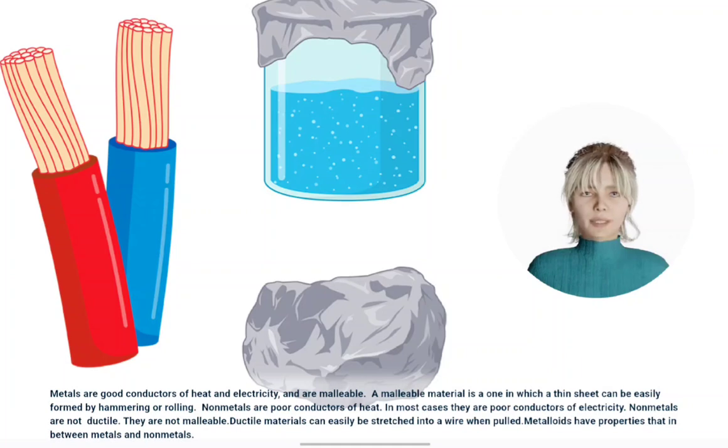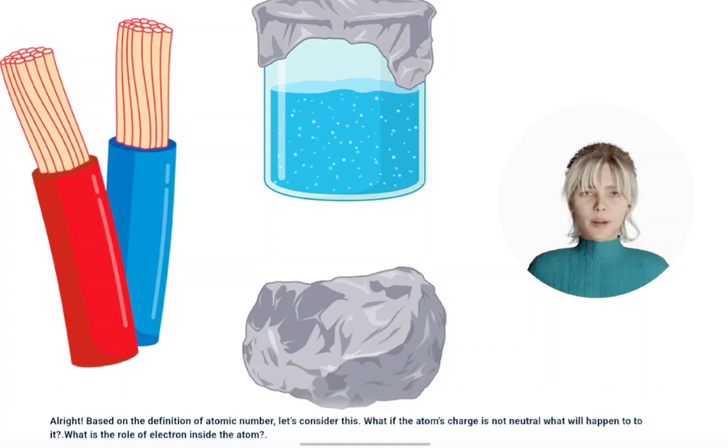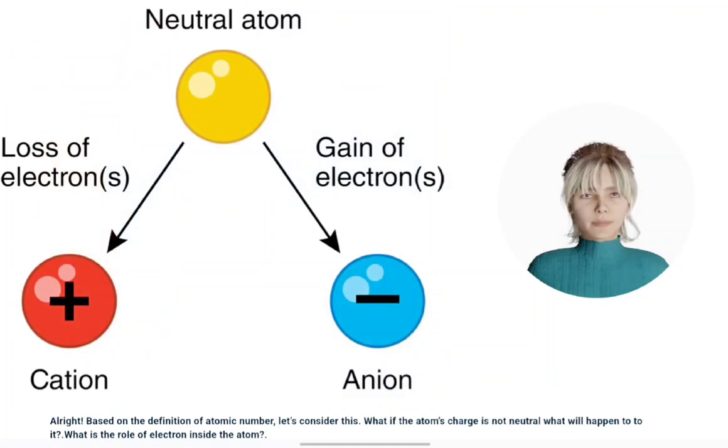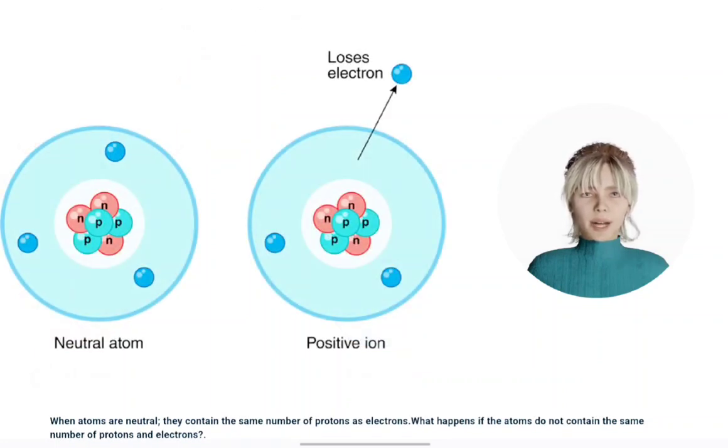Alright, based on the definition of atomic number, let's consider this. What if the atom's charge is not neutral? What will happen to it? What is the role of electrons inside the atom? When atoms are neutral, they contain the same number of protons as electrons. What happens if the atoms do not contain the same number of protons and electrons?